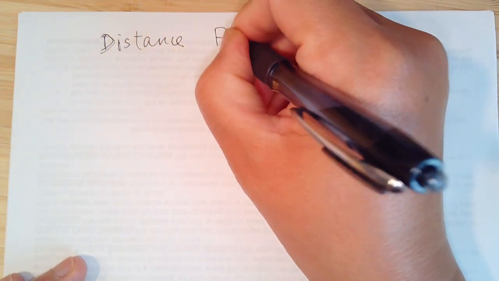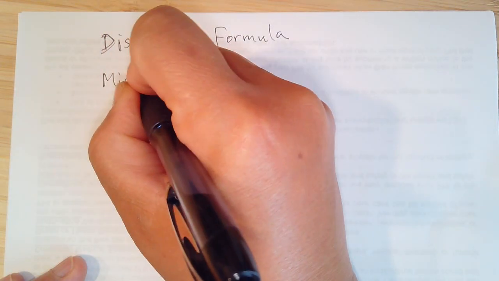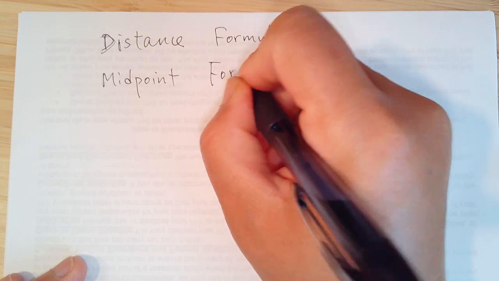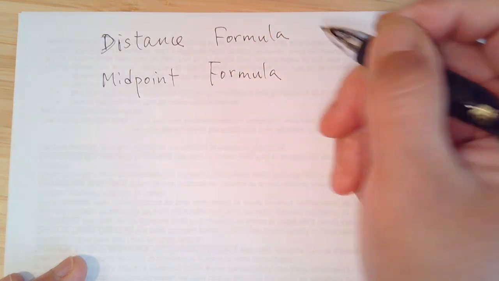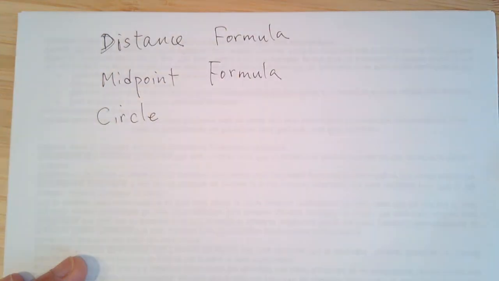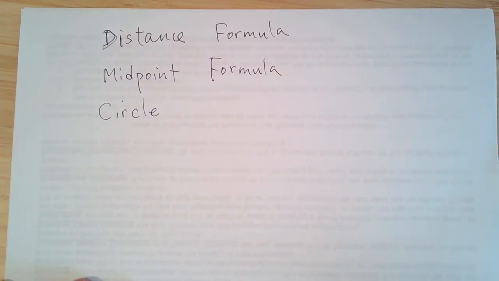Distance formula, midpoint formula, and a circle. So those are the three things we're going to learn right now. Okay? Now the first one, we talk about the distance.